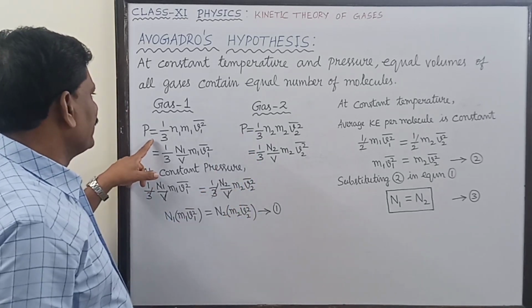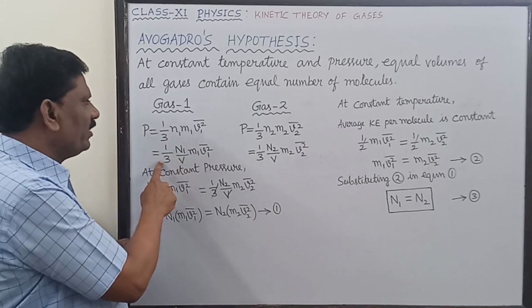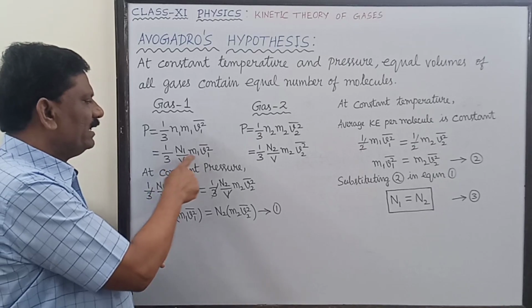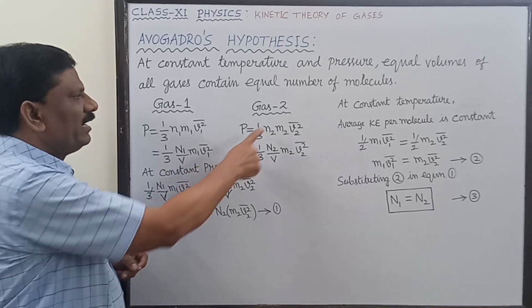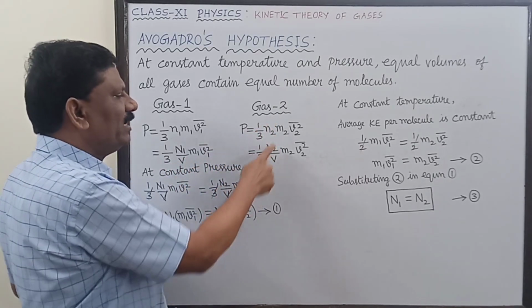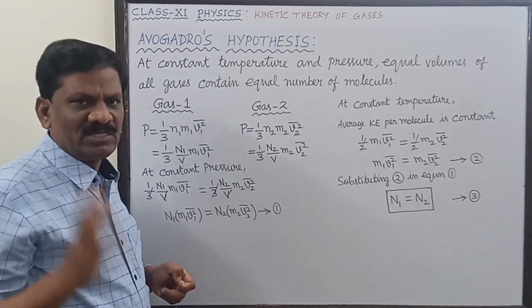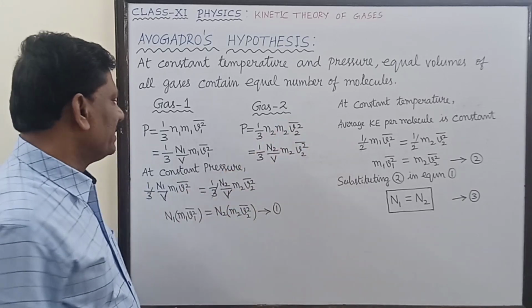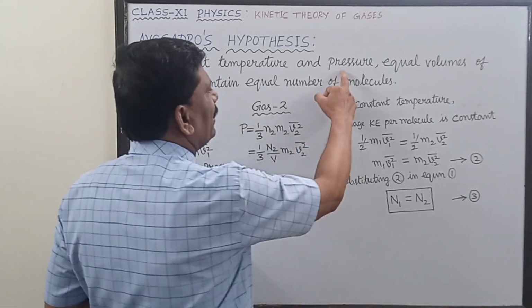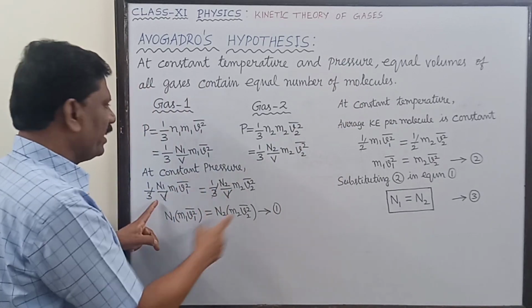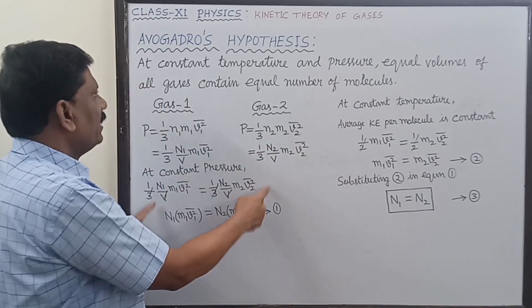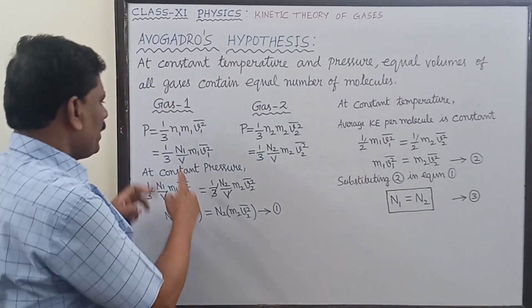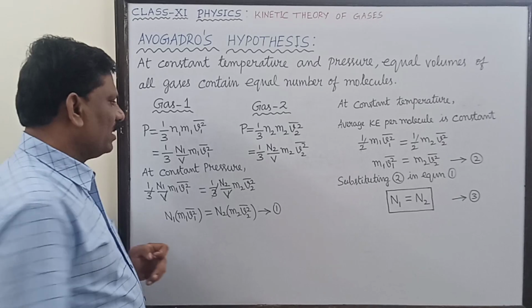So I will write the expressions like this: P is equal to 1 by 3, and the number density is the total number of molecules N1 by volume V, into m1 V1 square average. Like that, for the second gas, P is equal to 1 by 3 N2 by V, where capital N2 is the total number of molecules, and m2 V2 square as stated earlier. Now it is very clear that pressure is kept constant, so I am going to equate these two. And volume also is constant, since equal volumes are mentioned. Therefore, I have not used the V1 and V2 subscripts.